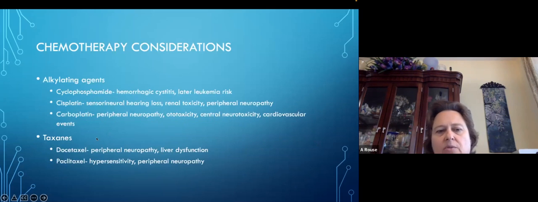So your alkylating agents, these are ones you're going to hear more about. So cyclophosphamide is the hemorrhagic cystitis. That's what they're going to ask you on your test questions. Cisplatin is going to be your sensory neural hearing losses and your neuropathies, some renal toxicity. Carboplatin is going to be that neuropathy. Also, again, ototoxicity, neurotoxicity. Your taxanes, your docetaxel is going to give you the neuropathy and liver issues, and paclitaxel, hypersensitivity, and a peripheral neuropathy. So most of these will give you some degree of a neuropathy potentially, but test-wise, hemorrhagic cystitis, the sensory neural hearing losses, the heart failure, those are the ones that they ask you about.